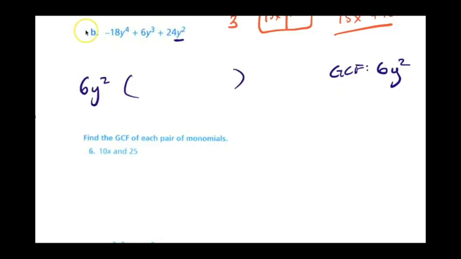And what we're going to do is when we factor, we put that on the outside, and then we're going to divide all of these by my GCF, my 6y squared. Divide this by 6y squared. Divide this by 6y squared. Divide this by 6y squared.